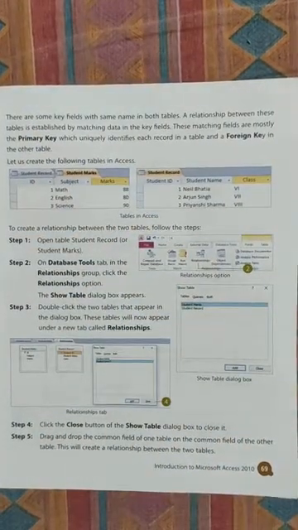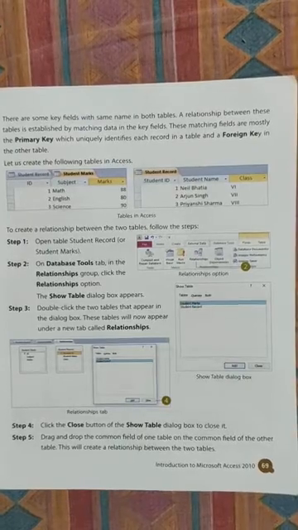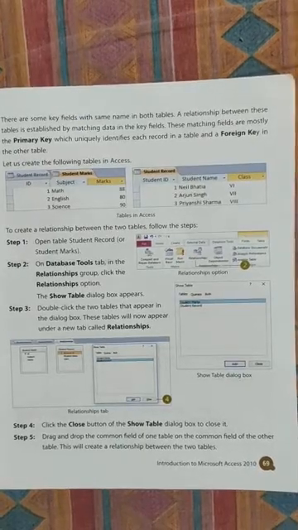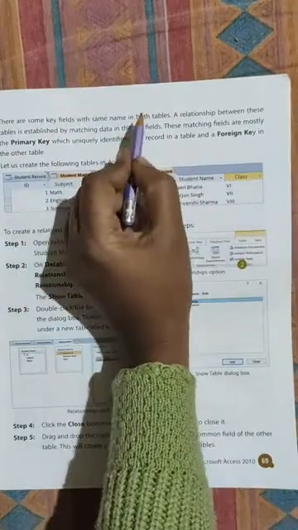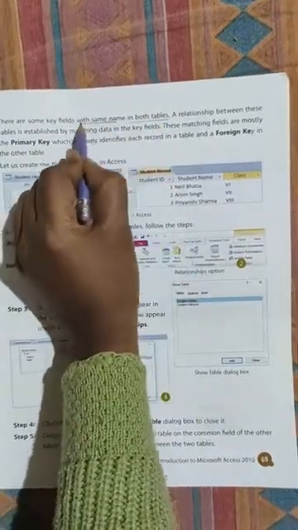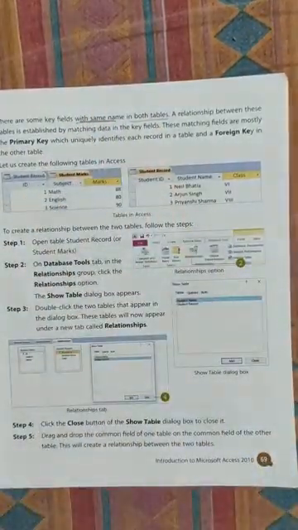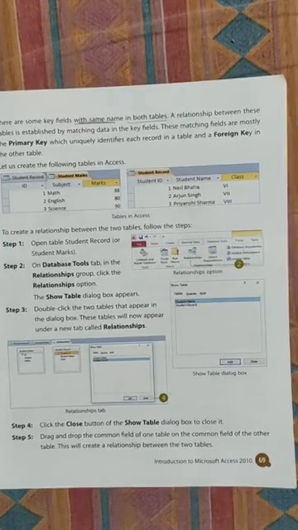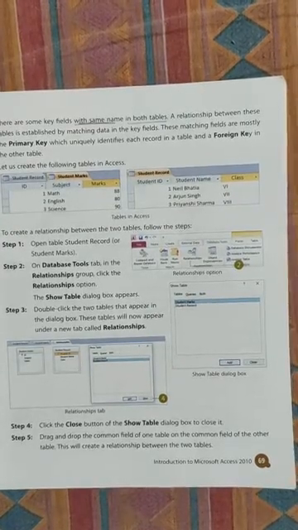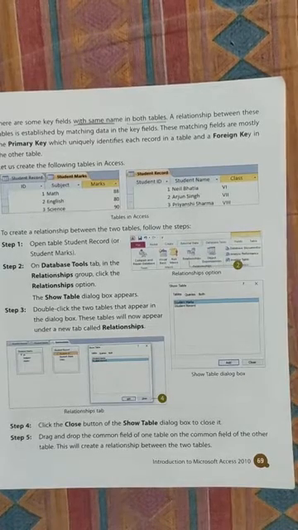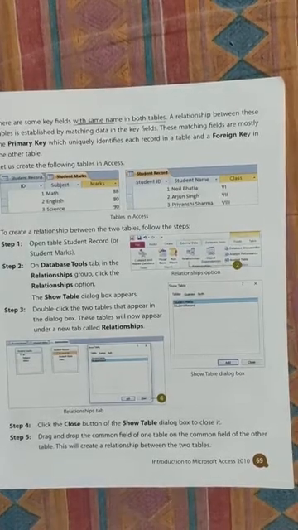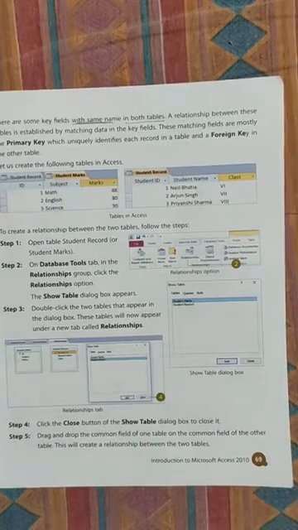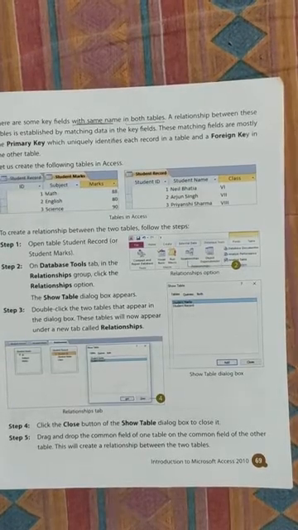Understood? There are some keys. A field with the same name in both tables. A relationship between these tables is established, okay, because of the same name in both tables. Okay, this will be your key. Established by matching data in the key fields. These matching fields are mostly the primary key, which uniquely identifies each record in a table, and a foreign key in the other table.